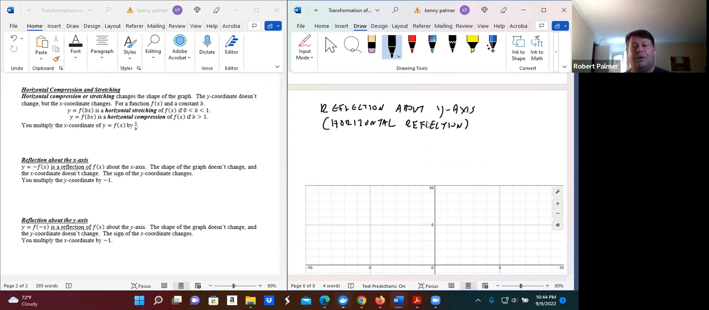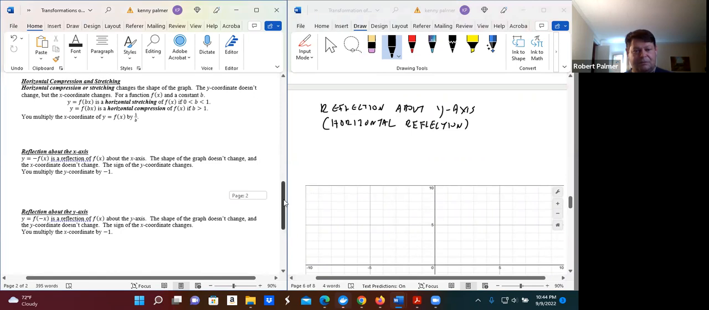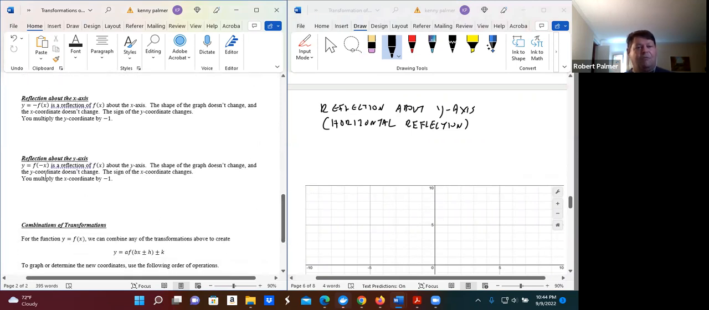Okay, so once again, let's read this over here on the left. It says if we put the negative inside the parentheses, y equals f of negative x is a reflection of f of x about the y-axis. The shape of the graph, once again, doesn't change for a reflection. And the y-coordinate doesn't change for a horizontal reflection about the y-axis. The sign of the x-coordinate does change. Multiply the x-coordinate by -1.